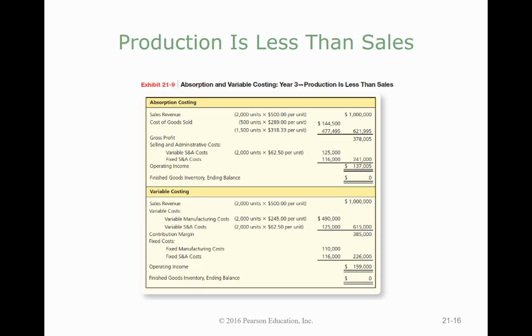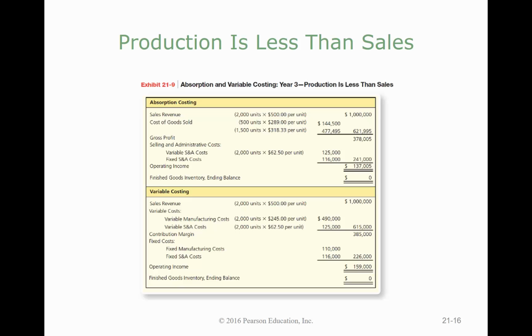So our revenue is the same regardless of the costing method. Here our operating income is 137.5 under absorption, and it's 159 under variable. So again, if revenue is the same, in order for net income or operating income to be lower under absorption, it means we had to have more expenses.